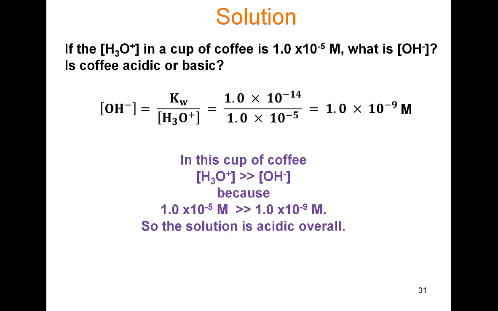So the concentration of H3O plus is larger than the concentration of OH minus. Even though both values are very small, the H3O plus is still much larger than the OH minus. If we have more H3O plus, you can associate H3O plus with acids, and that tells you it's an acidic solution. So yes, coffee is acidic overall.